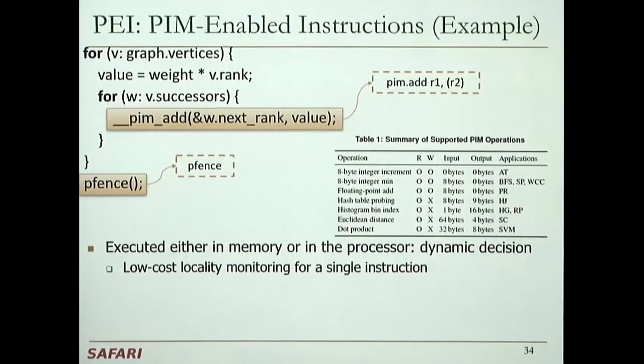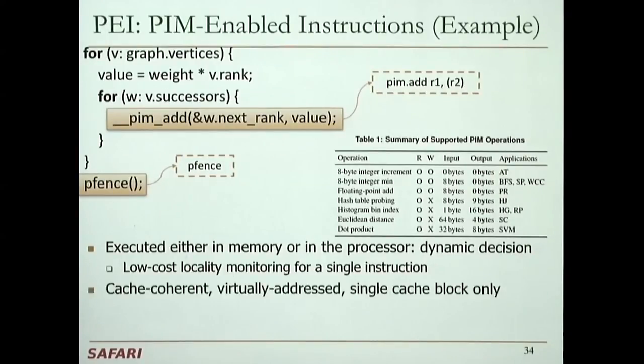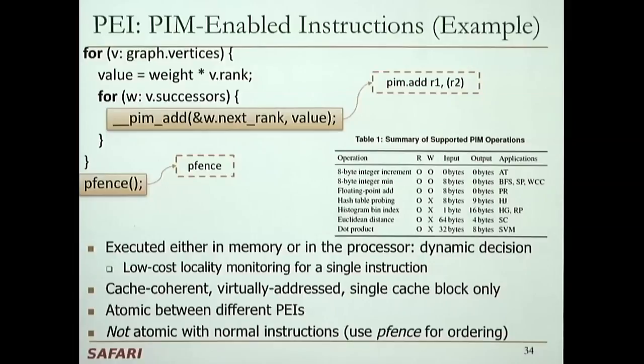OK, so basically, the characteristics of PIM-enabled instructions is it's executed either in memory or in the processor, so you have a dynamic decision. And how you make that decision is important. I'll give you examples of it. Not how you make that decision, but what's the benefit of it. And it's cache coherent, virtually addressed, single cache block only. So you don't have the virtual memory problem because it's translated before it goes to memory, right, on the processor side. And the execution is atomic between different PEIs, PIM-enabled instructions.